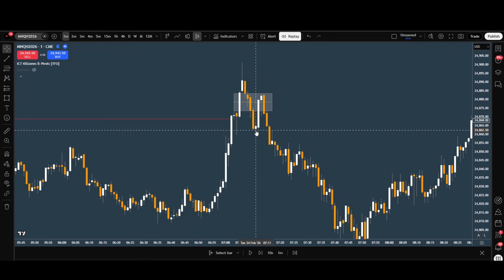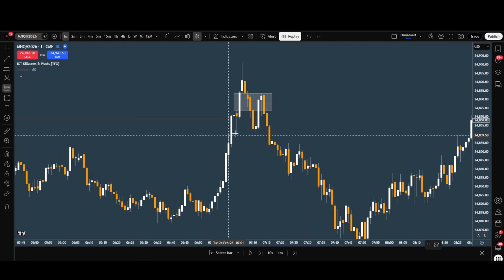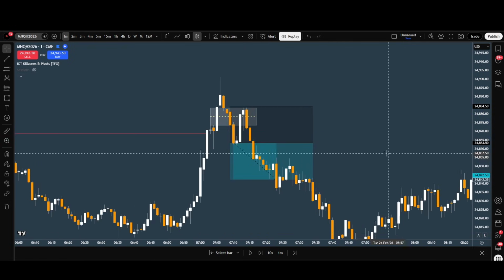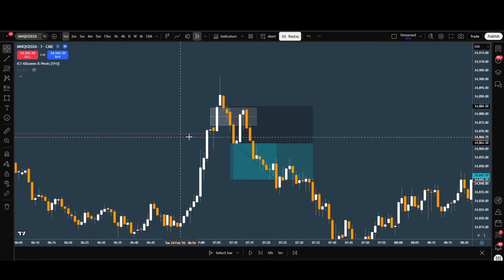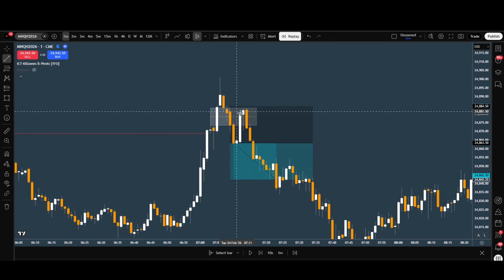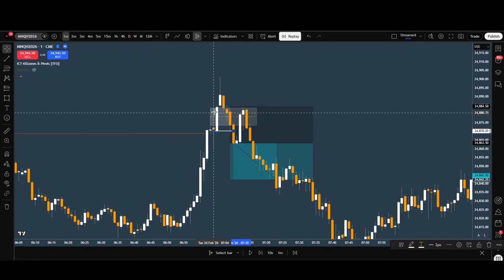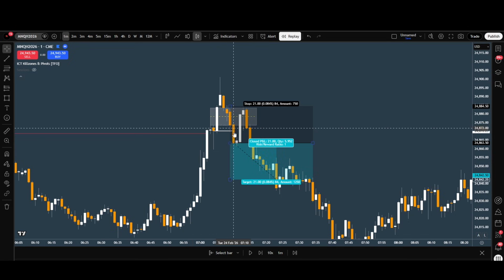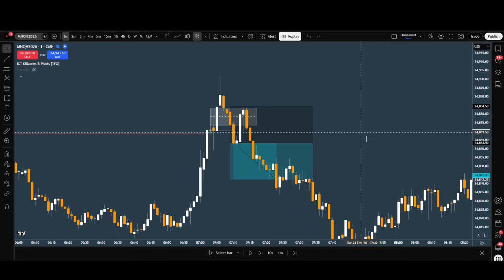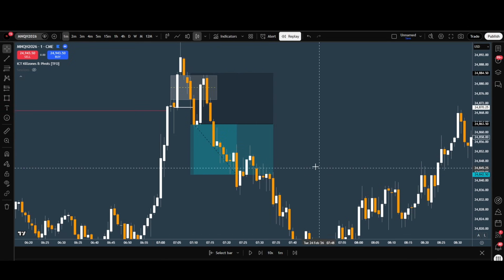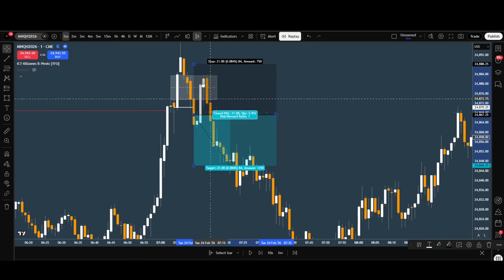So there's a multitude of entry styles that you can use to capitalize on these. For example, one is your inversion fair value gap. You could take it on the displacement candle. Two is your CISD, where price closes beneath the last up close candle here, shifting this from a bullish order block to a bearish order block. Or three, you could just take the first presented fair value gap after the displacement, right?